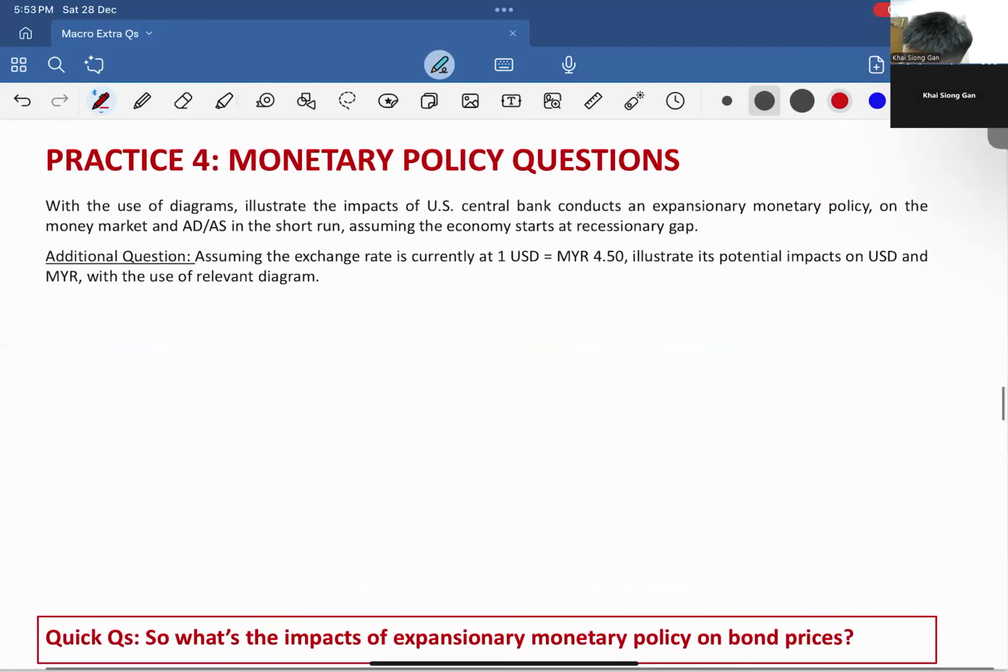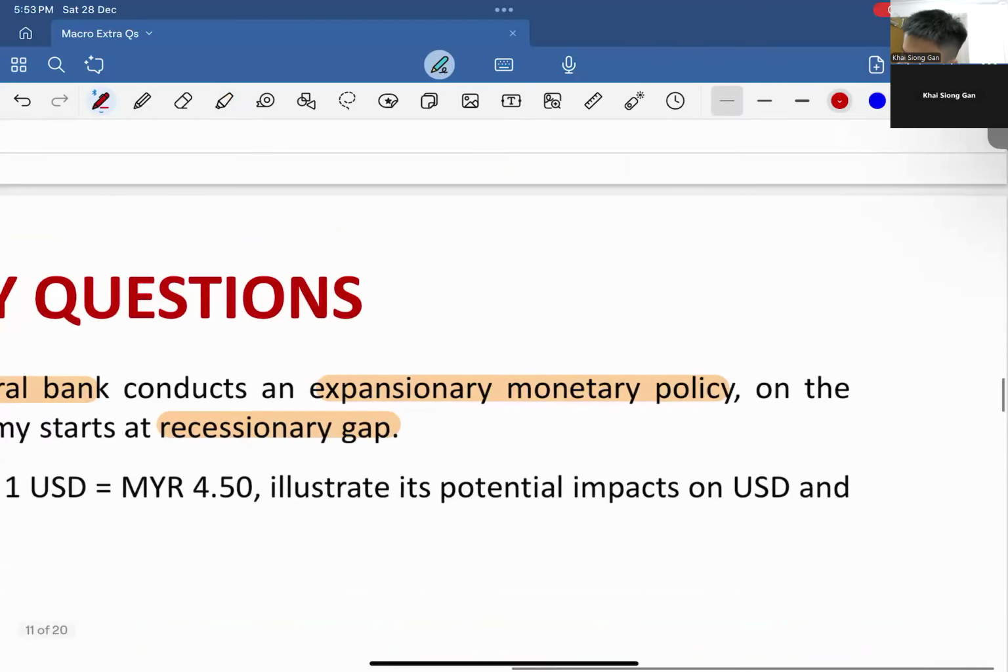This question says, with the use of diagram, illustrate the impacts of the US Central Bank conducting an expansionary monetary policy on the money market and AD-AS. You have a lot of graphs to draw over here, and assume the economy starts at a recessionary gap. Now, if the question does not provide you assumptions, you can make assumptions also. Usually we assume like what we learned in the class.